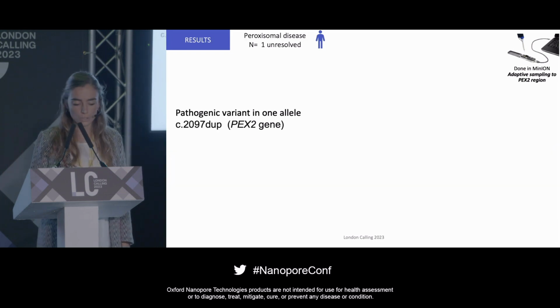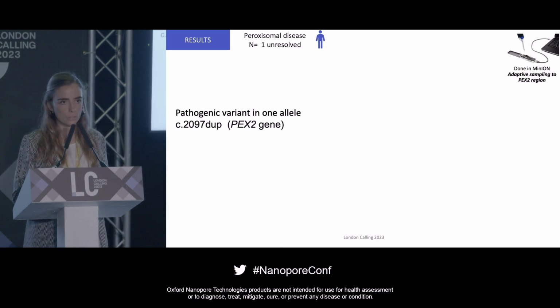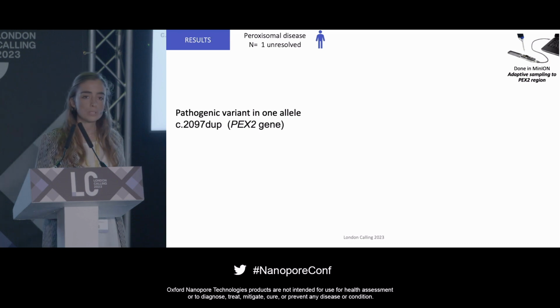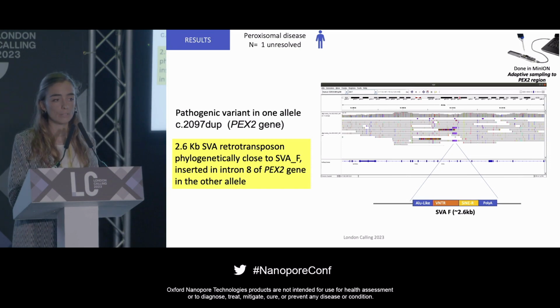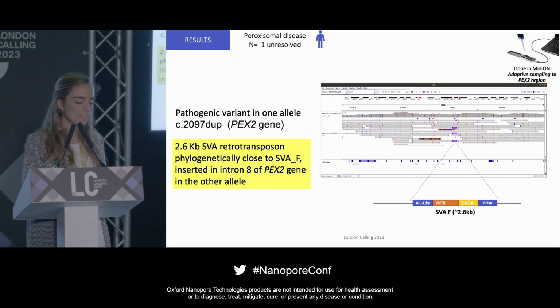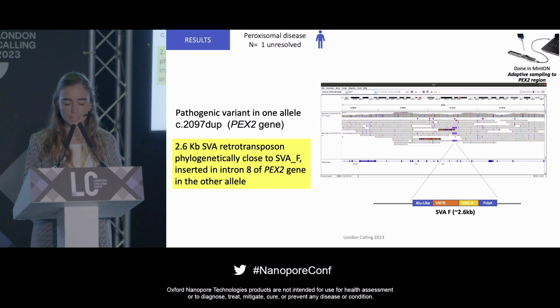And the final disorder was peroxisomal disease. We have this sample with a pathogenic variant, not enough for the diagnosis. So nanopore sequencing of the gene, the region of interest, resulted in an insertion of a retrotransposon SVA in intron 8 of the PEX2 gene.